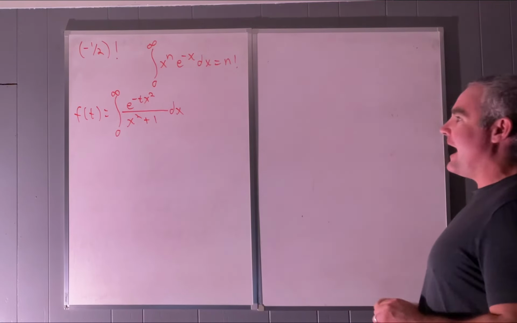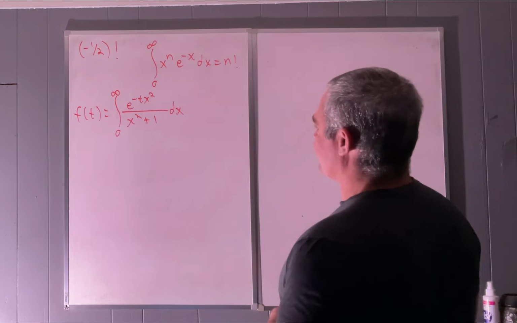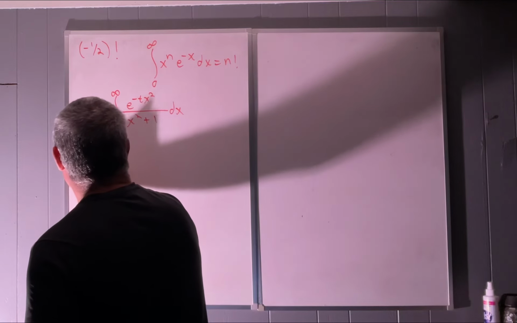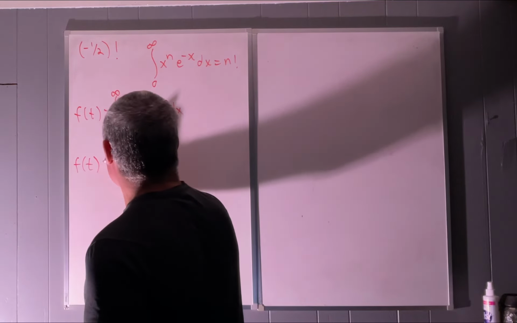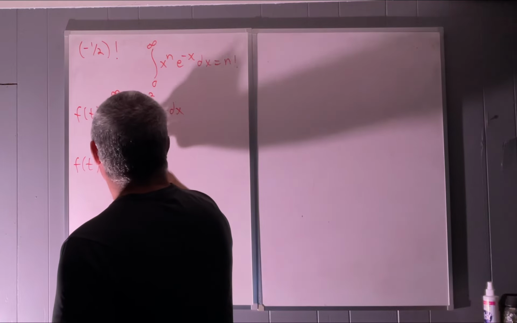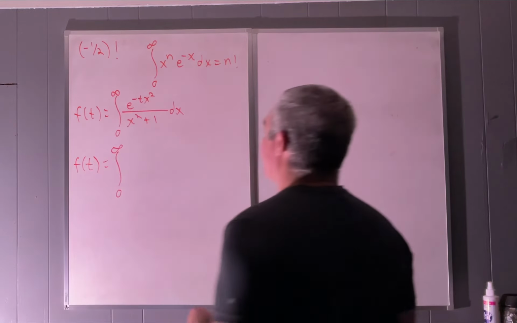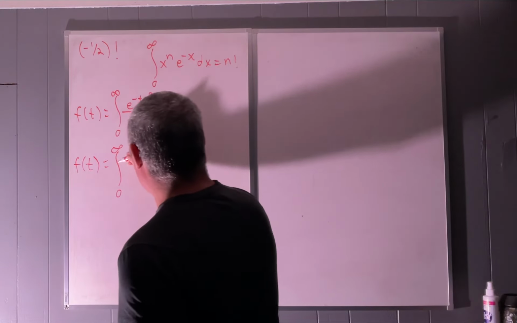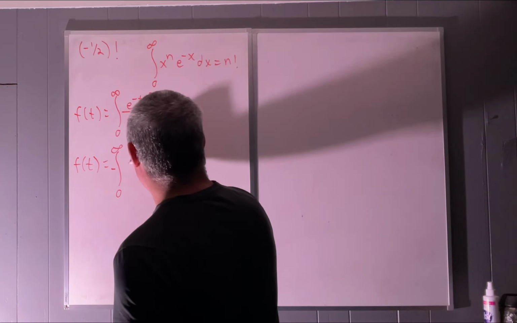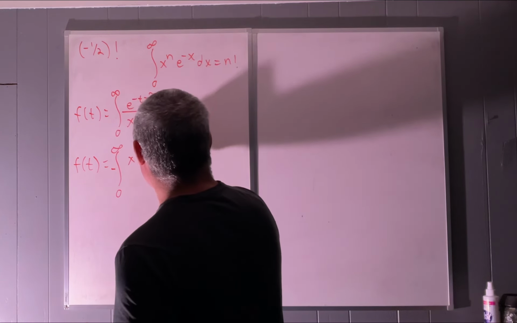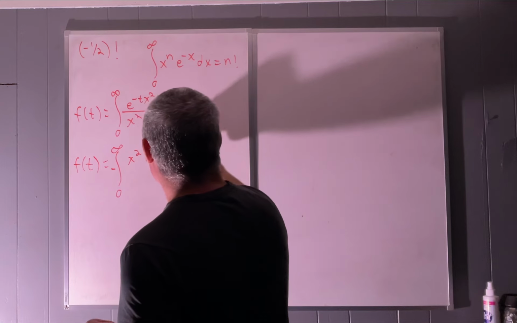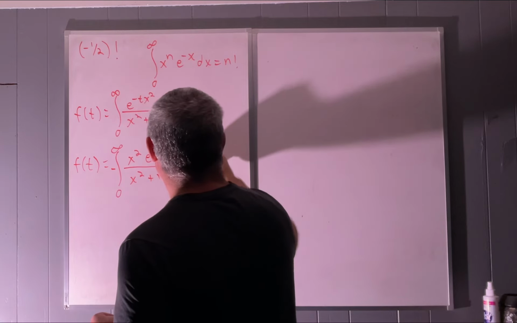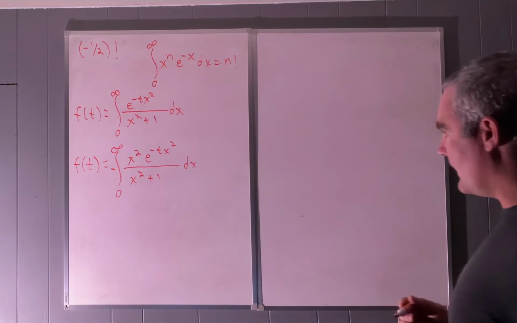Okay, so we know that. Well, let's take a derivative, like we always do. We're going to take a derivative with respect to t using the Leibniz rule for differentiation under the integral sign. So 0 to infinity. What happens if you take the derivative with respect to t of that integrand? You're going to get negative x squared e to the negative tx squared over x squared plus 1 dx.